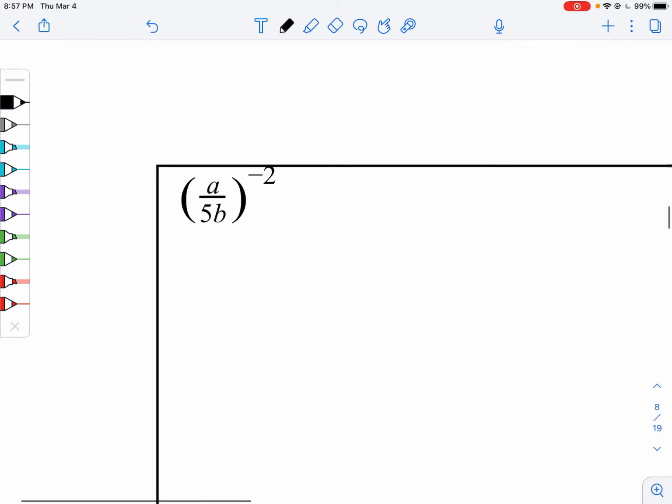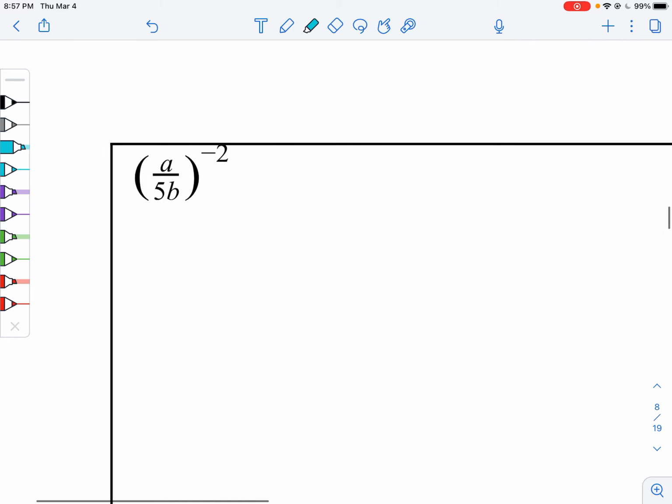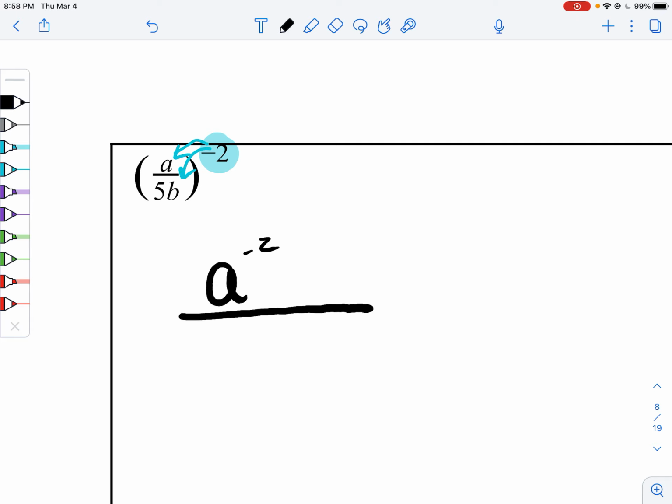Let's simplify this guy. Hey, well, look what we've got. We've got a quotient raised to a power. So we need to put that -2 here. We need to put that -2 there. So we have a to the -2nd power over 5b. Oh, careful. This whole denominator is 5b. So that's 5b to the -2nd power. Okay. So make sure you're giving a -2 to both of these guys. But I'm going to stop right there and I'm going to show you a trick.